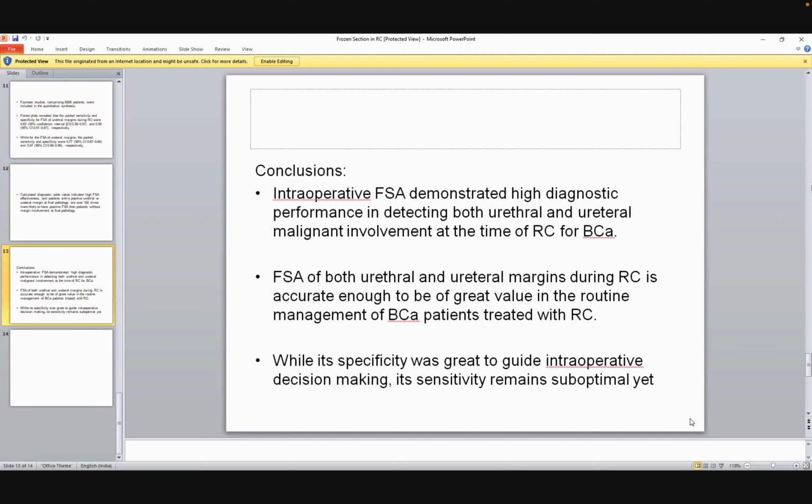The conclusion of this study is intraoperative frozen section analysis demonstrated high diagnostic performance in detecting both urethral and ureteral malignant involvement at the time of radical cystectomy for bladder cancer. The frozen section analysis of both urethral and ureteral margin during radical cystectomy is accurate enough to be of great value in the routine management of bladder cancer patients treated with radical cystectomy. While its specificity was great to guide the intraoperative decision making, its sensitivity remains suboptimal yet.